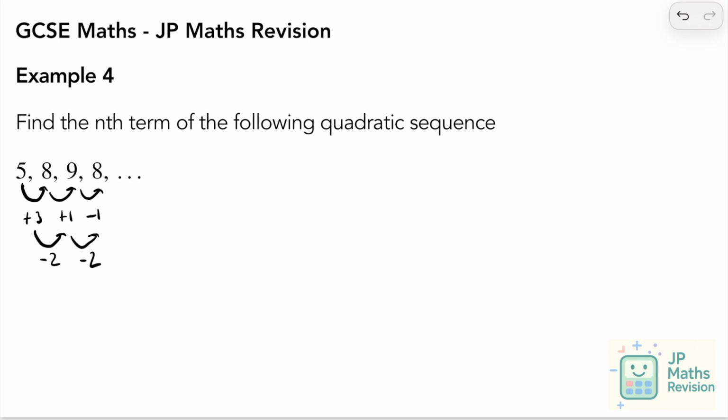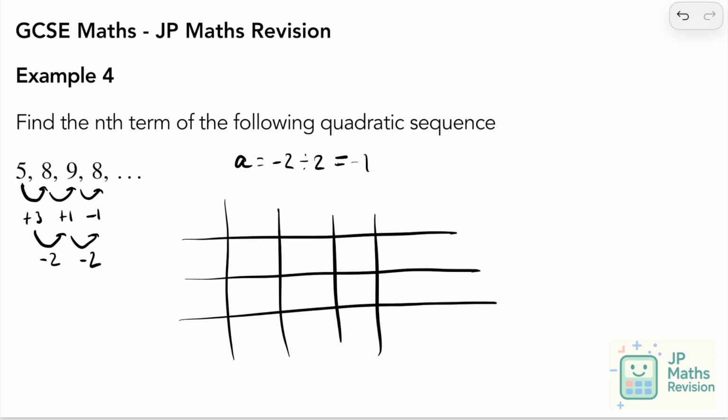So now we're going to work out what A is. So A is going to be minus 2 divided by 2, which is minus 1. So that's the value of A. And then we draw up the table. So we're going to have n, which is 1, 2, 3, and 4. We're going to have the sequence itself, so 5, 8, 9, 8.